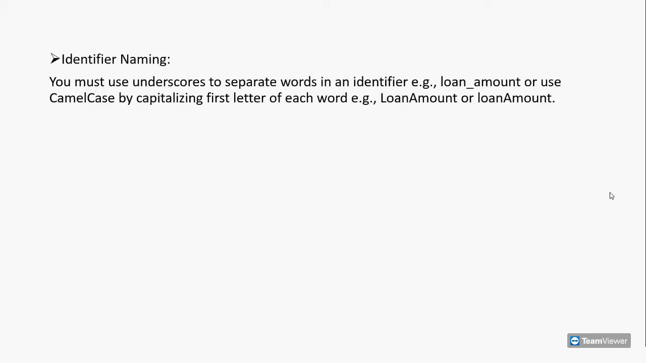Then we have the last point, which is the identifier naming. We must use underscores to separate words in an identifier. Example, loan_amount. Or we can use camel case by capitalizing the first letter of each word. Example, LoanAmount starting with a capital L and a capital A in between for amount, or loanAmount starting with a small l and a capital A for amount.